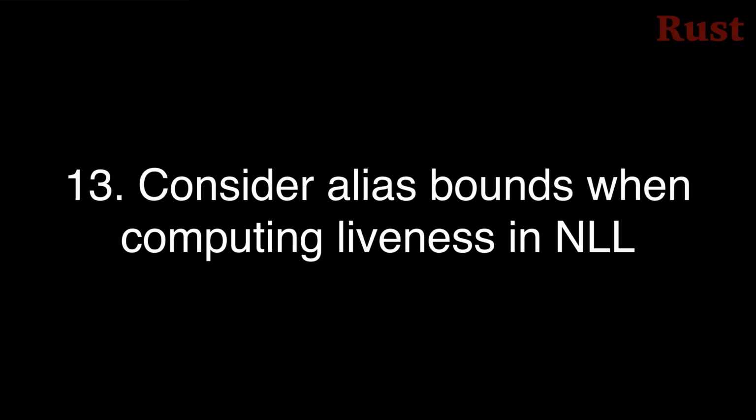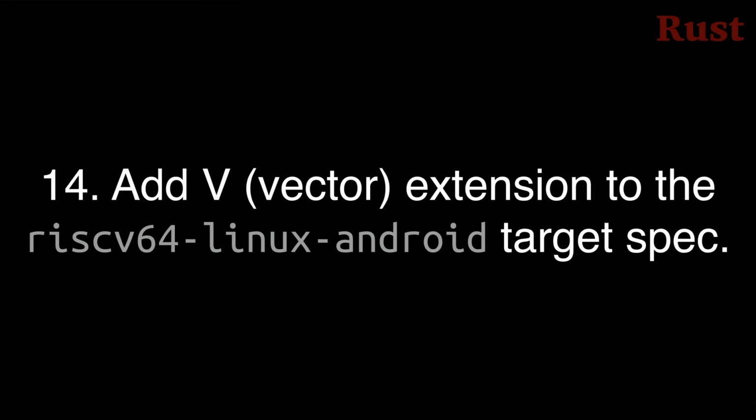Number 13. The compiler now considers alias bounds when computing liveness in non-lexical lifetimes. In practice, this means that the compiler can know something is safe to borrow in a few more situations, increasing the ergonomics of borrowing.